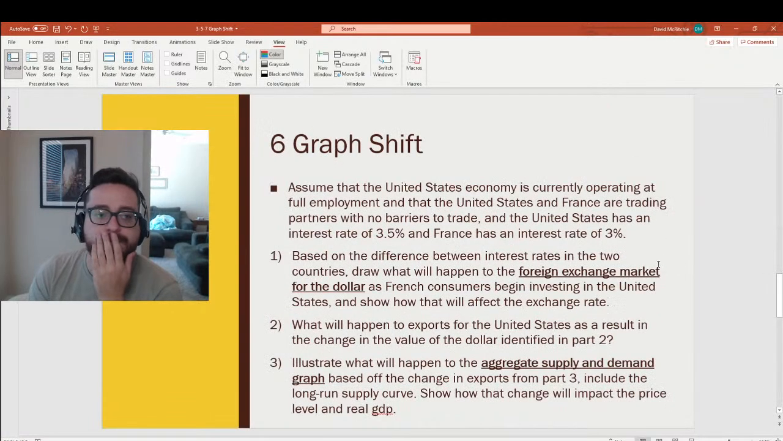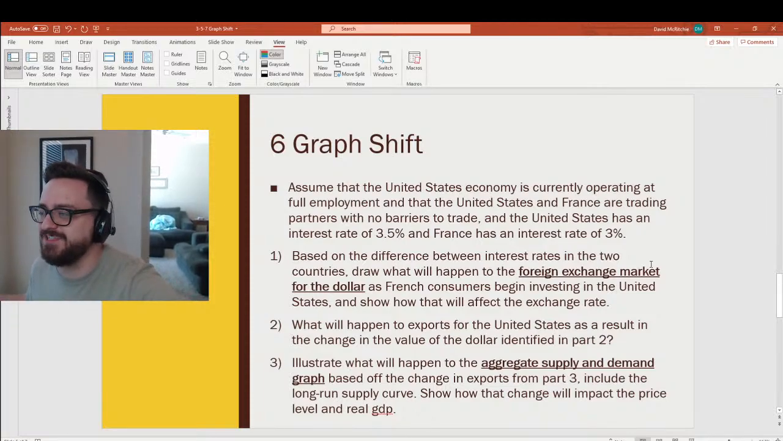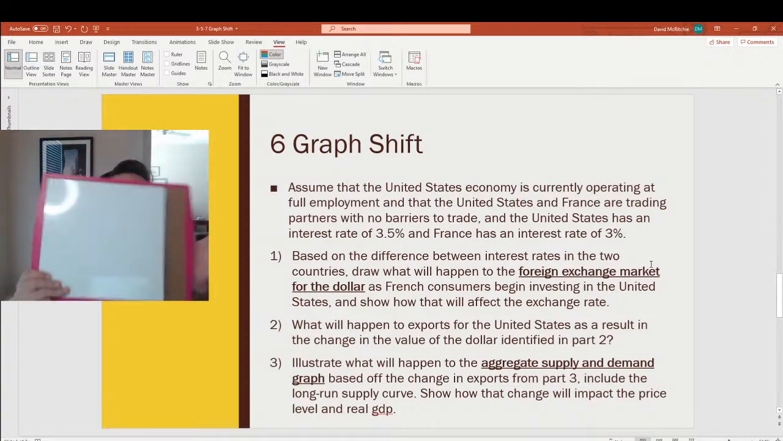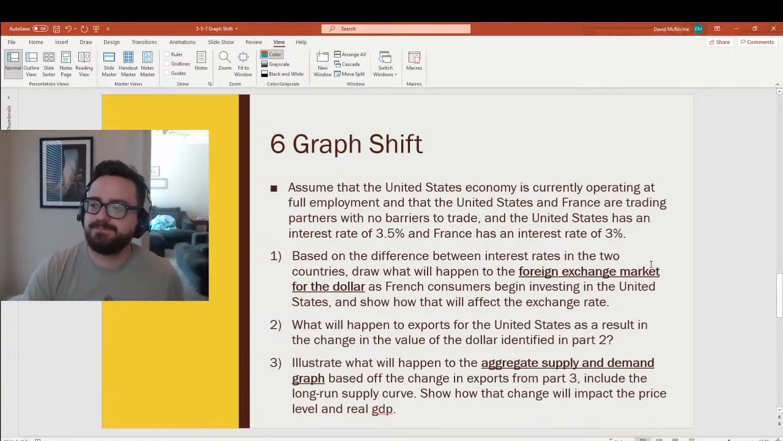So let's go through these one at a time. I'm going to explain everything every step of the way, and I'm going to draw every single thing on my handy-dandy whiteboard. So, background information for the question. Assume that the United States economy is currently operating at full employment and that the U.S. and France are trade partners with no barriers to trade. The U.S. currently has an interest rate of 3.5% and France has an average interest rate of 3%.